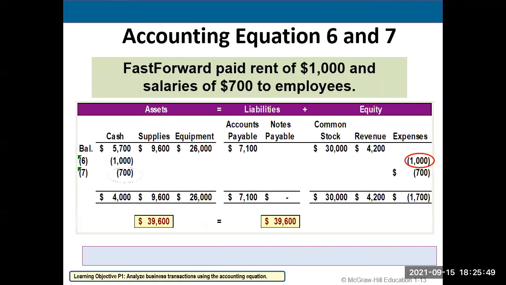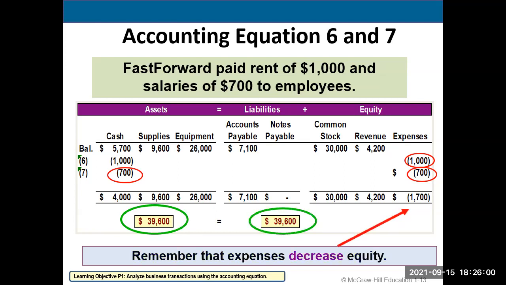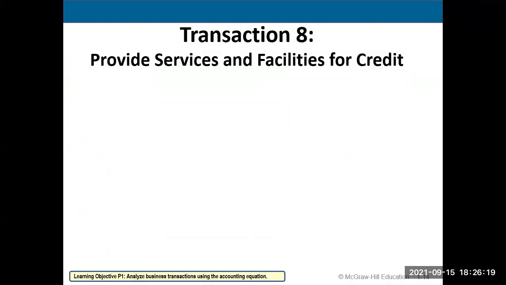So how does that impact our accounting equation? Well, our cash goes down by 1,700, the 1,000 and the 700. Our expenses go up by 1,700, which reduces our equity by 1,700. And since our cash went down and our equity went down, our balance is going to be the same, or our overall balance of assets and liabilities plus equity.